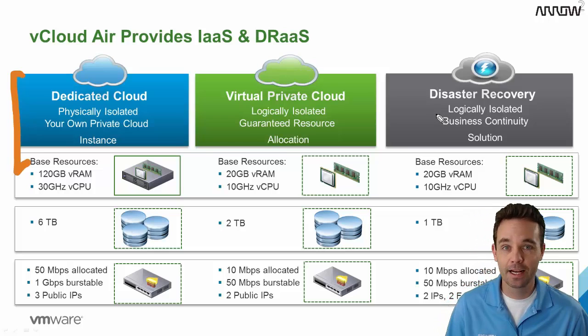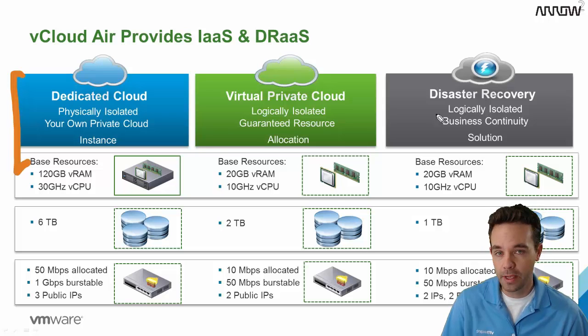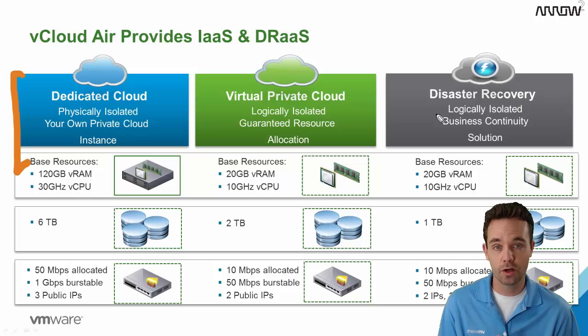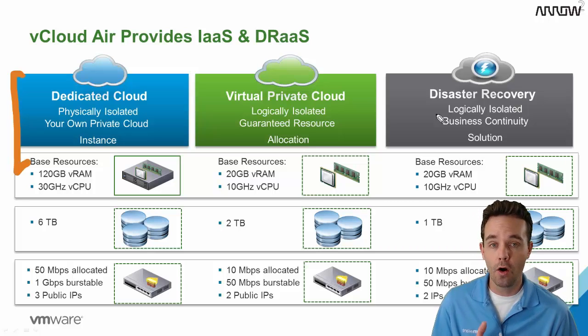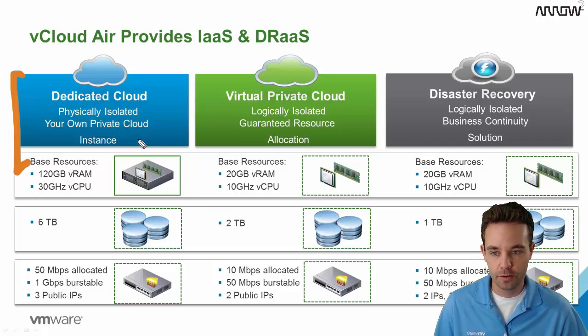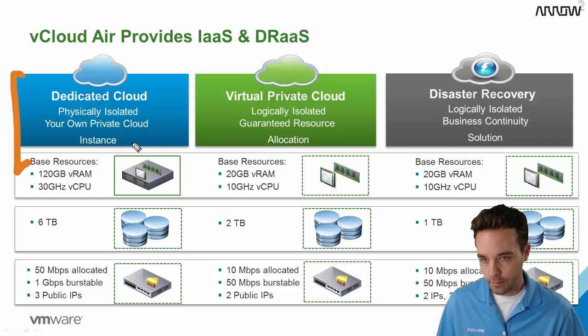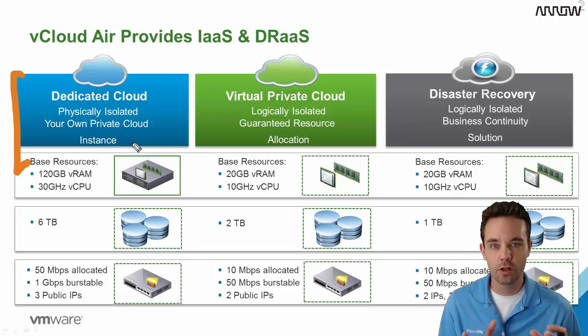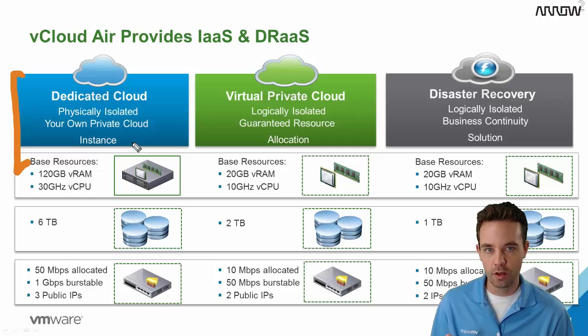So dedicated cloud is really physically isolated compute. So for mid to large size customers, or any customers really that need that air-gapped infrastructure where the compute resources are isolated from other tenants within vCloud Air, this would be the offering you would start with. VMware terms it as your own private cloud, but it is really that physical isolation. It's also a larger amount of compute and memory. We'll get into that in a minute.